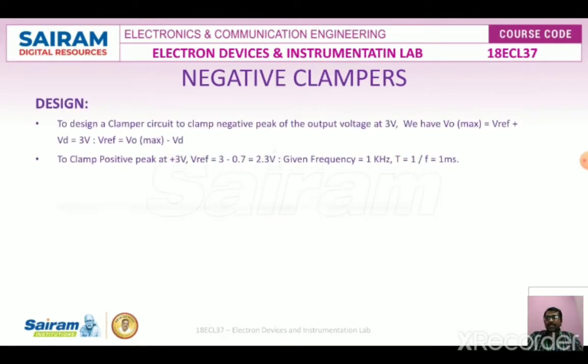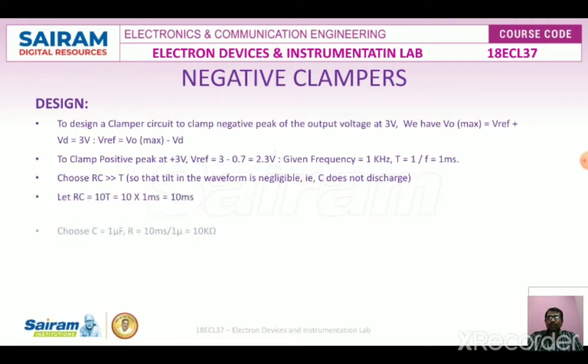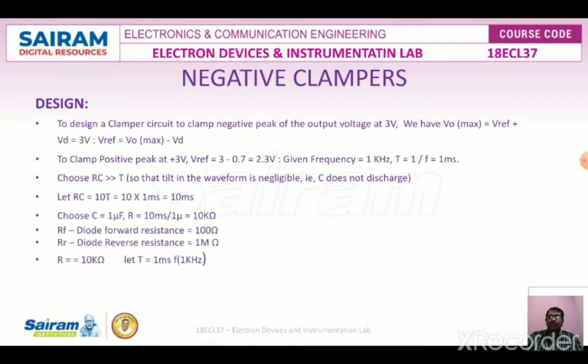To design the clamper circuit to clamp the negative peak of the output voltage at 3 volt, we have V0 maximum equal to V reference plus Vd. V reference we have taken as 3, and the voltage drop across the diode is 0.7. So V0 is 2.3. Equivalently, V reference is V0 minus cut-in voltage, that is 3 minus 0.7, which is 2.3. The given frequency is 1 kilohertz, so the time period is 1 millisecond.